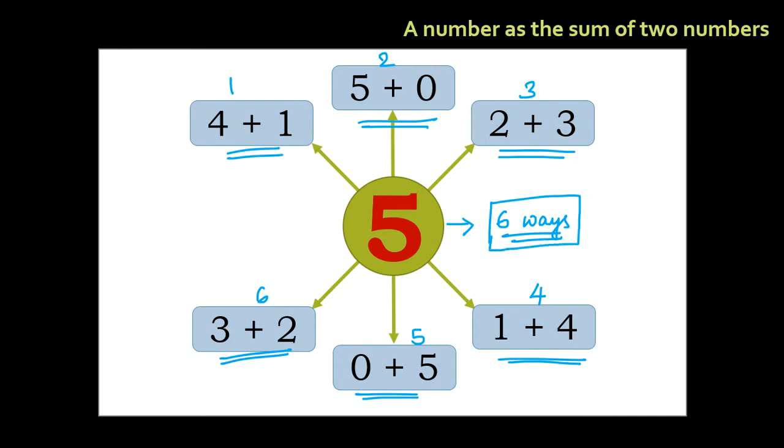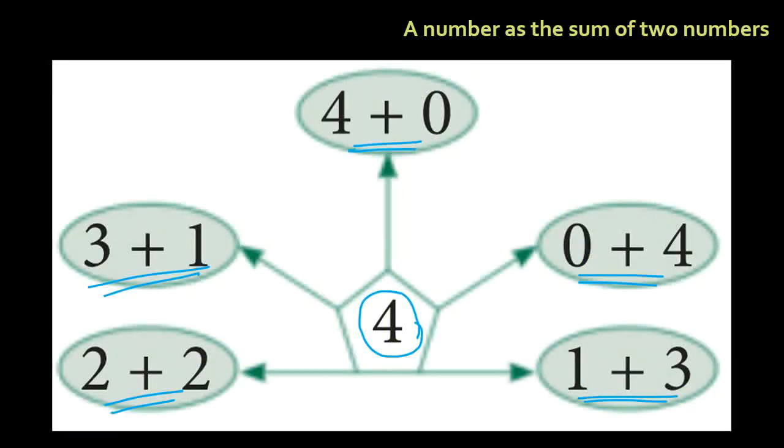Or if you wish to write the addition statements for number 4 as we have seen in the earlier case. So for number 4, how many statements we can write? Let us count from this end. 1, 2, 3, 4, 5. So 4 can be written as sum of two numbers in 5 different ways.